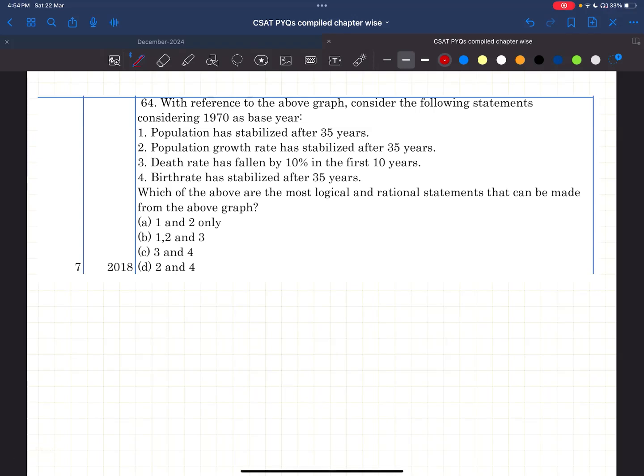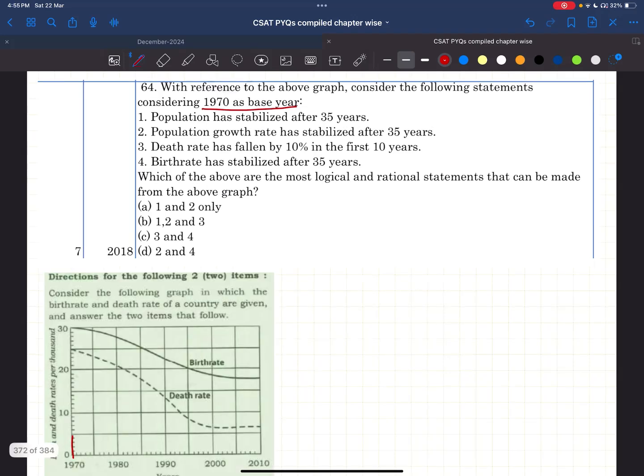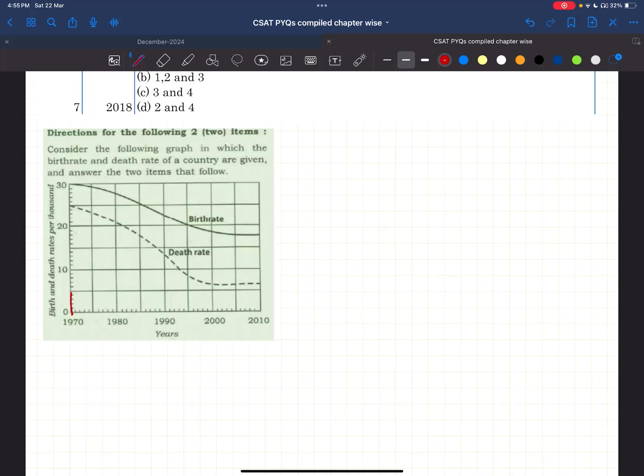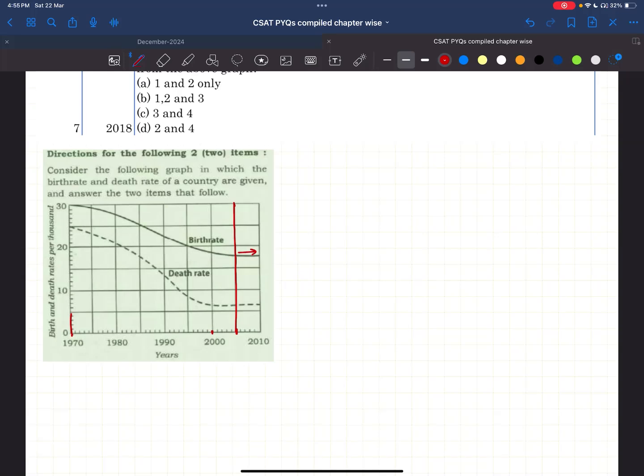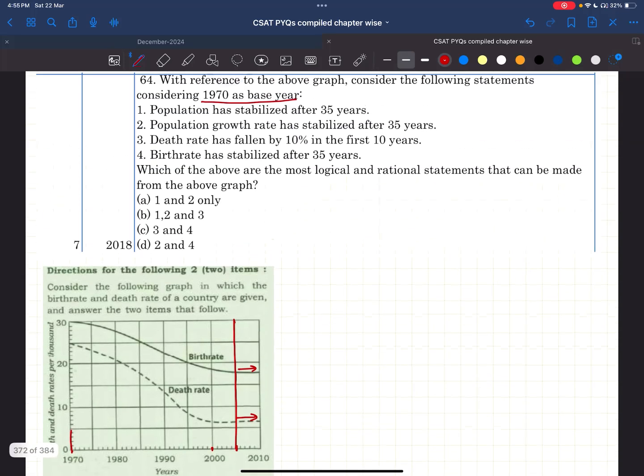With reference to the above graph, consider the following statements. Considering 1970 as the base year. Population has stabilized after 35 years. After 35 years means 2000. Population has stabilized after 30 years. Birth rate is constant. Death rate is also constant. Now, what is it telling? Population has stabilized.